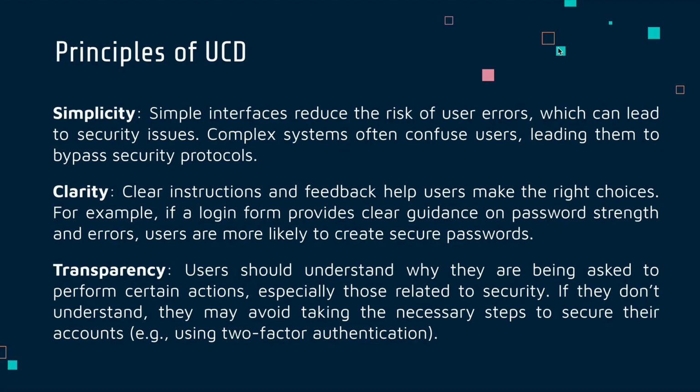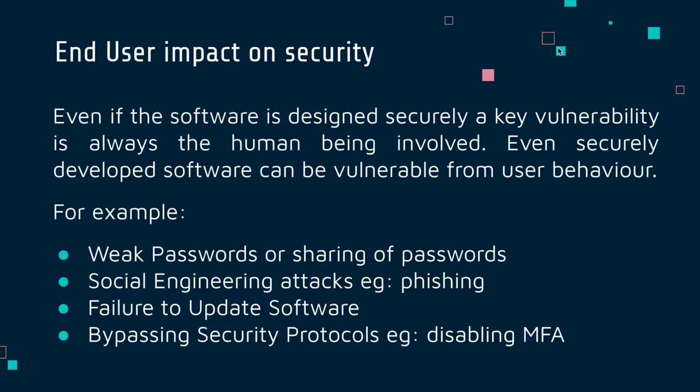Transparency: explaining why they perform certain actions, not giving them an overwhelming amount of information, but saying you need to use two-factor authentication to ensure that this and this and this is a reason. Simplicity, clarity, transparency. So what are some specific ways that the user can impact security? Well, even if you've designed it perfectly, there's always the human being involved, like I said.